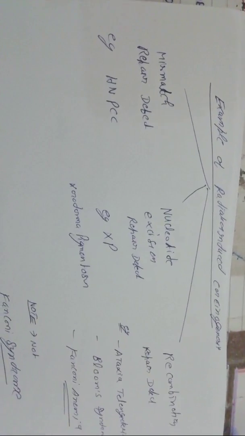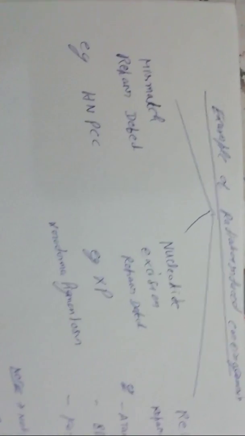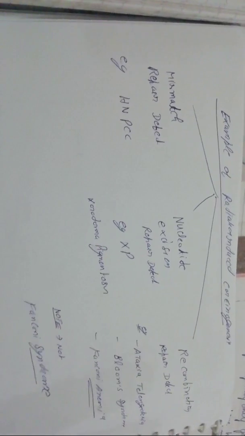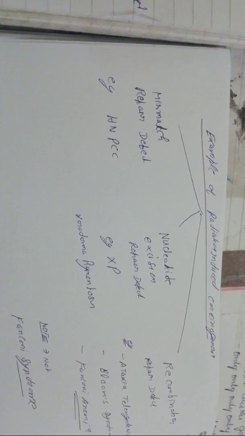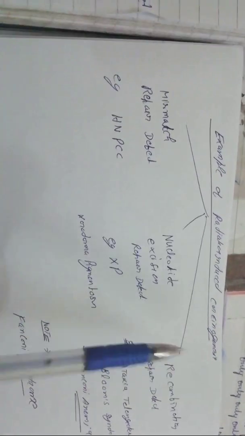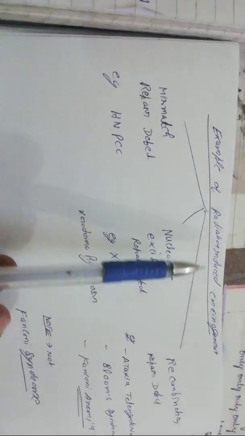So let us understand the next point, the examples of radiation induced carcinogens. That means when there is radiation here, normally we have some mechanisms in our body so that though there is radiation, it is protected. But in some conditions, due to some problem, because of the radiation, we are going to get cancer here. So let us understand the examples of radiation induced carcinogens.